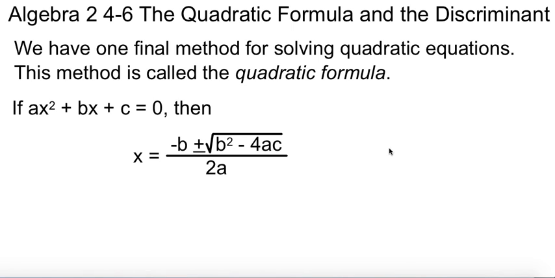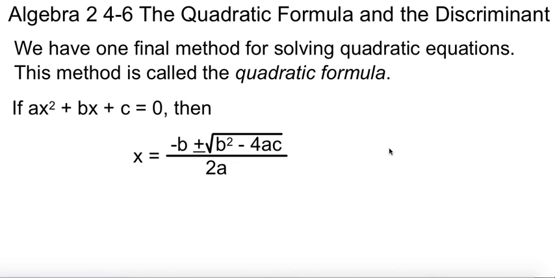Now, when we did the graphing ones, if we don't have a calculator handy, we could be in trouble trying to find the exact values. Completing the square, you saw we can get some nasty numbers. Factoring, we may not be able to factor offhand. This one always works. Negative b plus or minus the square root of b squared minus 4ac all over 2a.